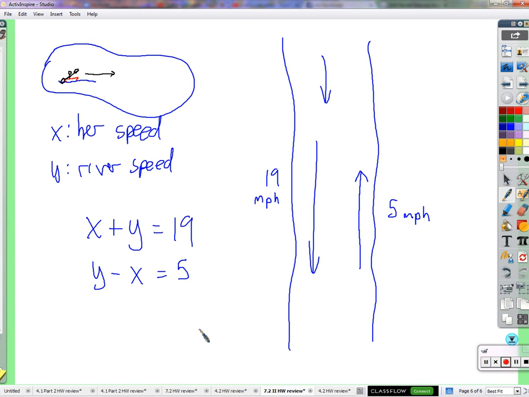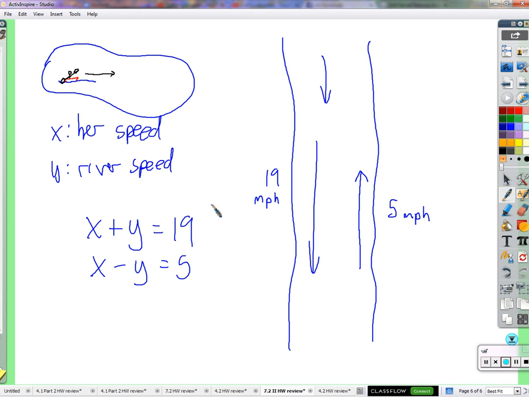Or with the river speed slower. She must be able to paddle faster than the river, right? Because she's going forward. So it's actually her speed minus the river speed. She's going this way this fast. The river's taking away from her, but she's still able to maintain 5 miles an hour. So her speed minus the river speed is 5 miles per hour. We've got two different equations.